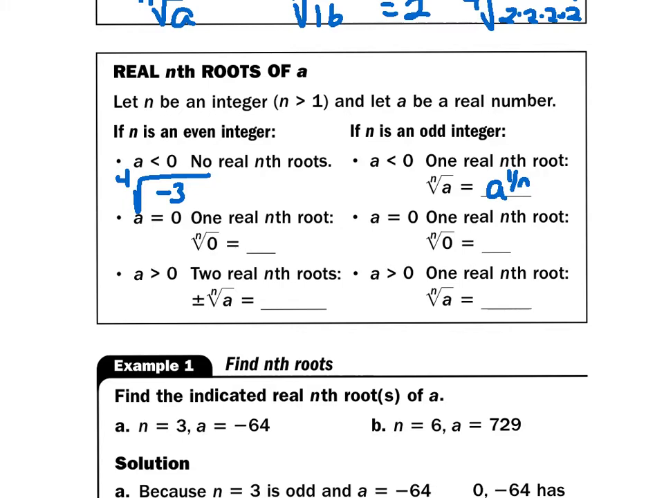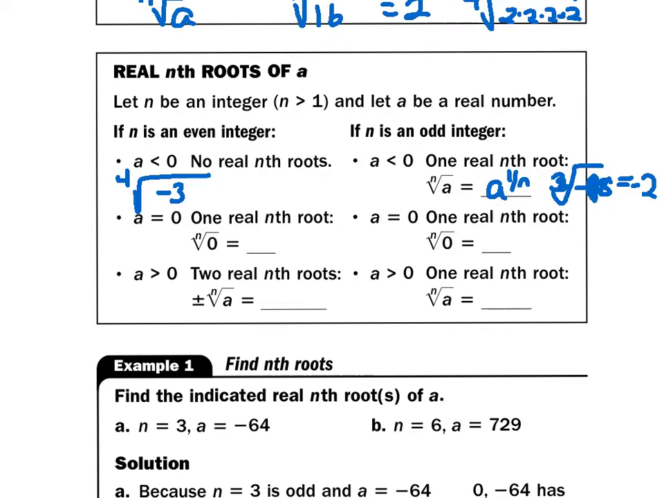So if we have the cubic root of, let me try that one again. Let's not have negative 9. Let's do something that'll be easy for us. So negative 8. Since this is odd and the number is less than 0, it's a negative number in here, then we can say that it does have an nth root. It's negative 2. So you have to watch those negative numbers inside and make sure that it's an odd root.